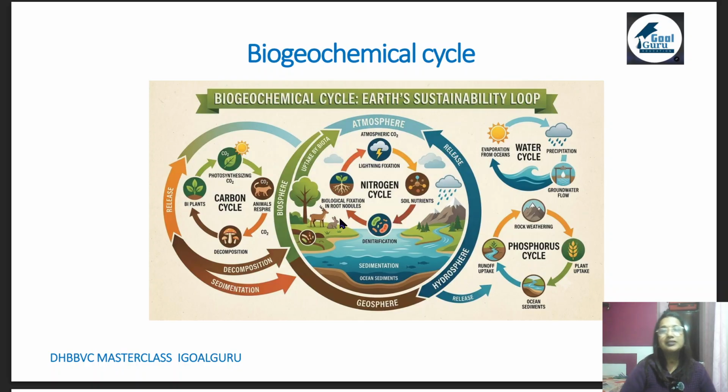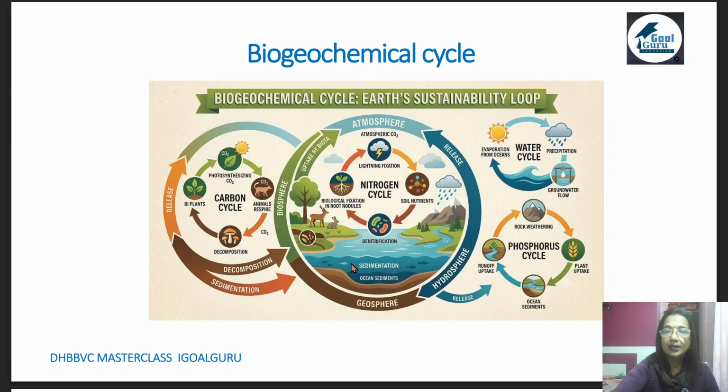So now let's check out this diagram. What you see is a carbon cycle, a nitrogen cycle, and a water cycle. Okay. So now you also see the phosphorus cycle. Although each follows a different pathway, they all have the same purpose. And what is the purpose? To recycle essential elements so that life can continue.